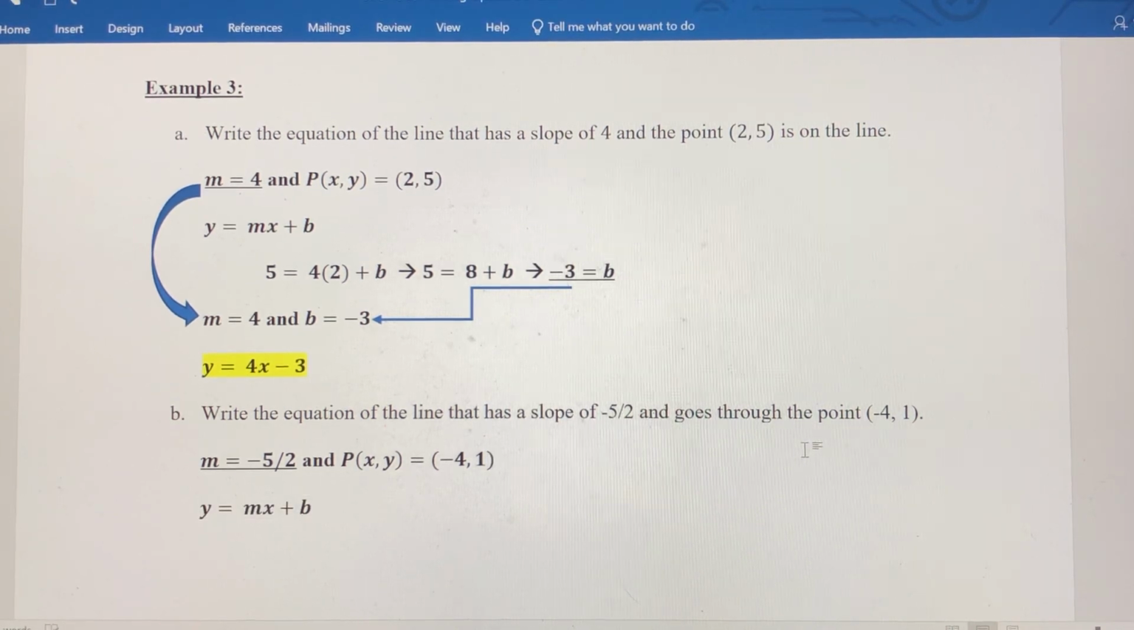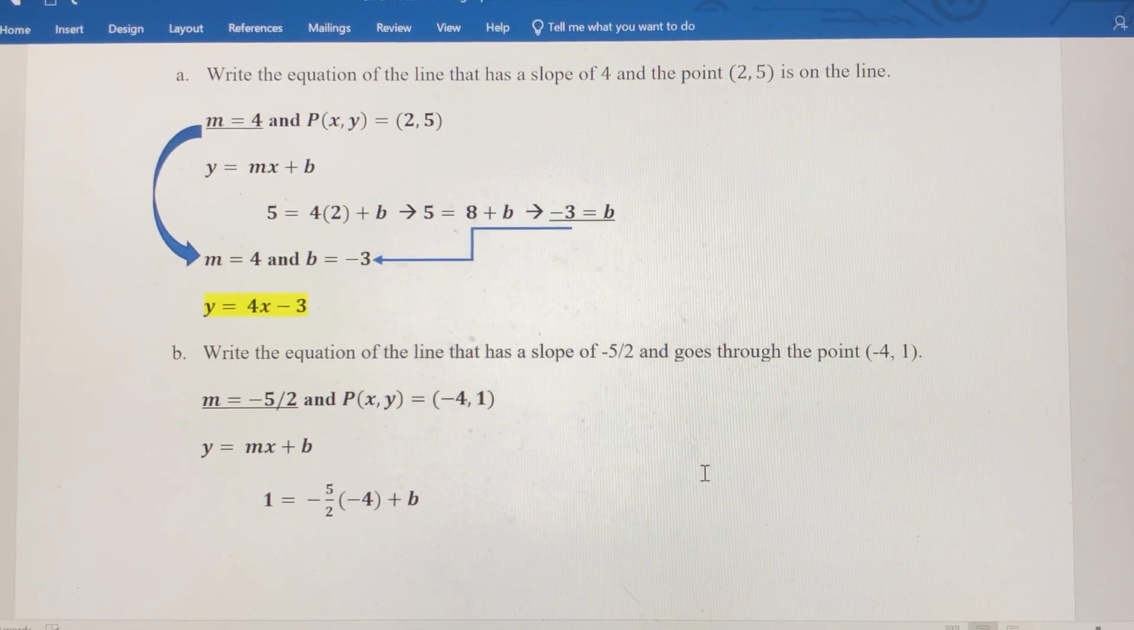So I'm going to plug the 3 values I know into slope-intercept form. -5/2 is going to replace m here. -4 is my x value, and +1 is my y value. And that's going to allow me to solve for the y-intercept, okay? So we replaced y with 1, we replaced m with -5/2, and we replaced x with -4, okay?